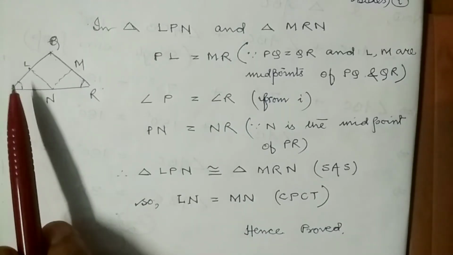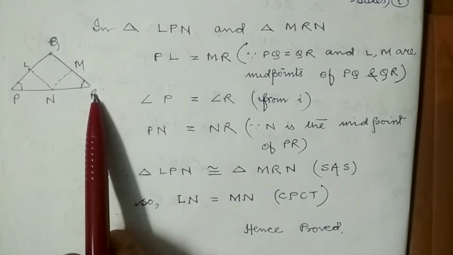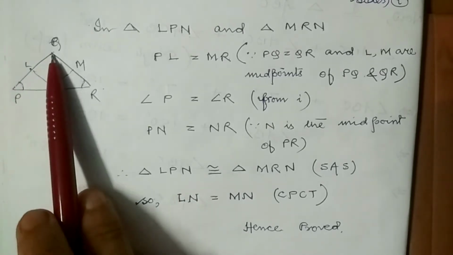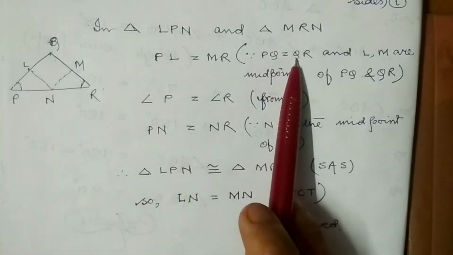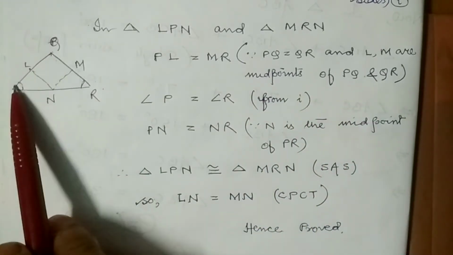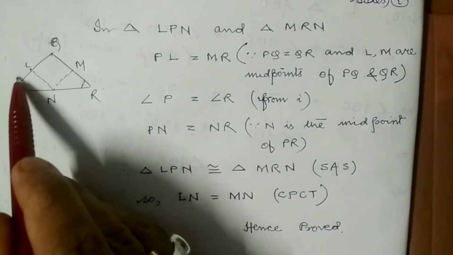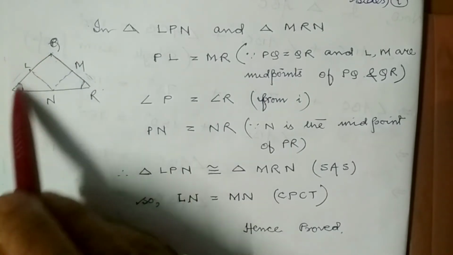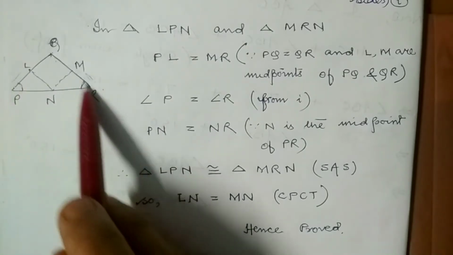Triangle LPN and MRN. In these two triangles, PQ equals QR we know, and L and M are the midpoints. Since L is the midpoint and M is the midpoint, PL must equal MR, because PQ equals QR, so half of PQ must be half of QR. So I can write PL equals MR.